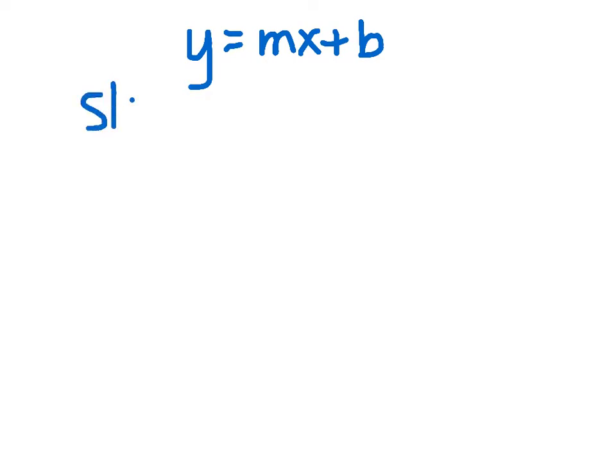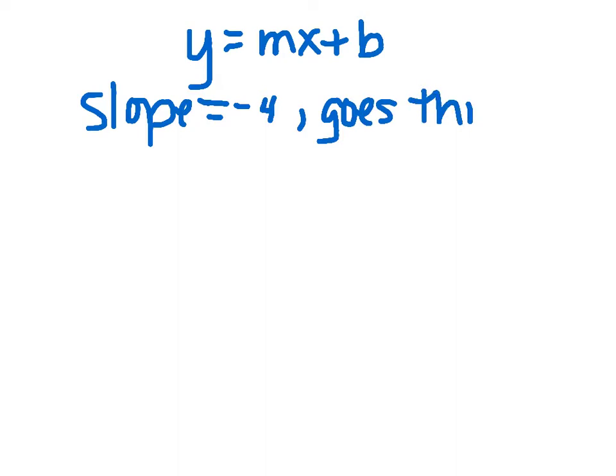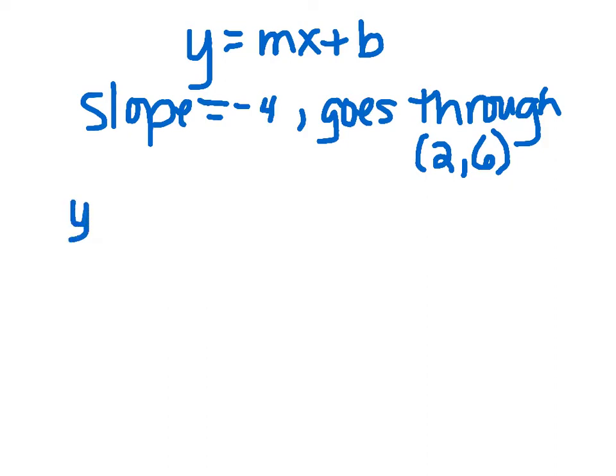What if I am given, I'm going to write this at the top again, y equals mx plus b. What if my clues are that the slope is equal to -4 and it goes through the point 2, 6? So you might say, I don't really know where to begin because in my clues, all I know is m.